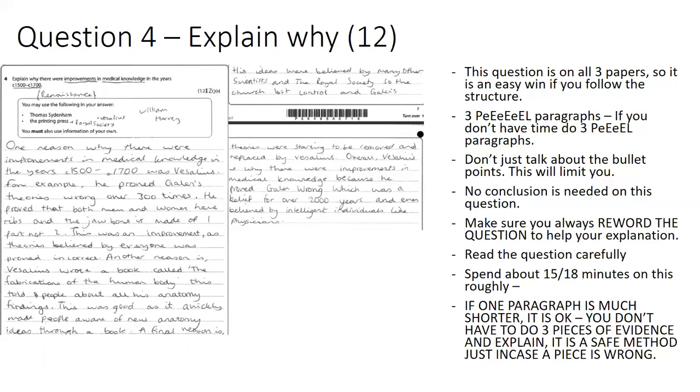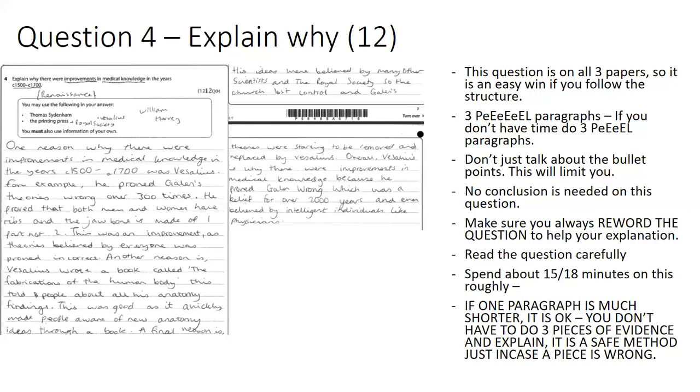You need to be talking about 3 things in the 12 marker, okay? It is a 3-paragraph response. You need to spend about 15 to 18 minutes on this response, and if one paragraph is much shorter, it's absolutely fine. You don't have to do 3 lots of evidence explain for every paragraph. The key thing with this response is you're giving good evidence and rewording the question over and over.